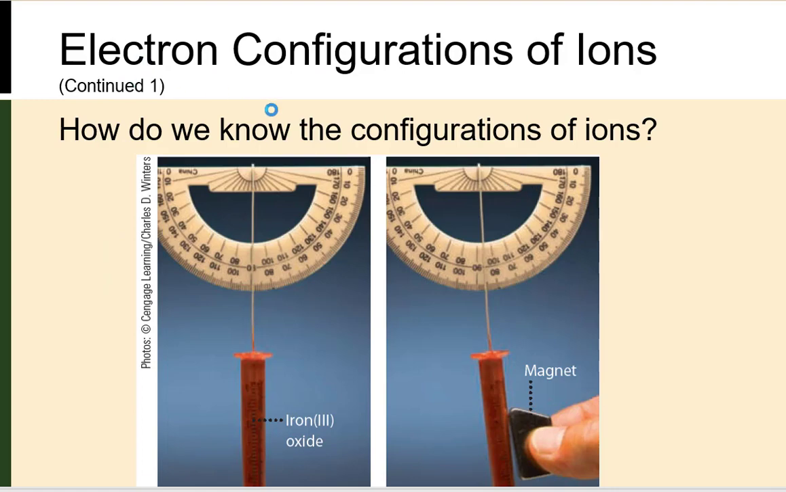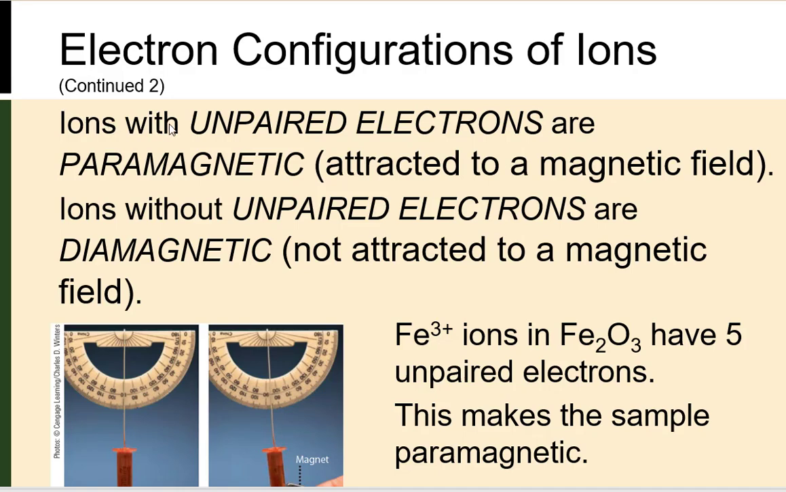How do we know these electron configurations of ions? Well, one important source of evidence is the study of the magnetic properties of matter. Ions that have unpaired electrons are paramagnetic, so they are attracted to a magnetic field. Substances in which all electrons are paired, so those two electrons of each pair, remember they have opposite spins, experience a slight repulsion when they're in a magnetic field. So they are diamagnetic. And again, that's without unpaired electrons.